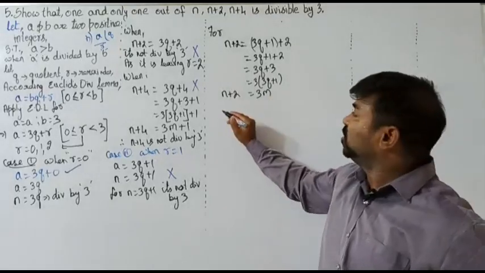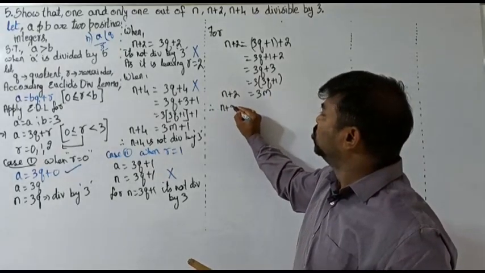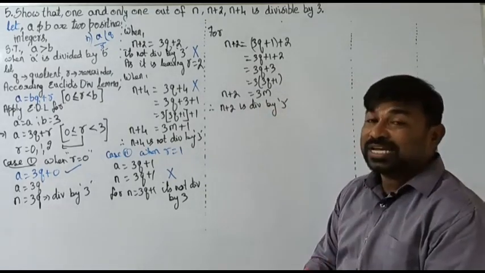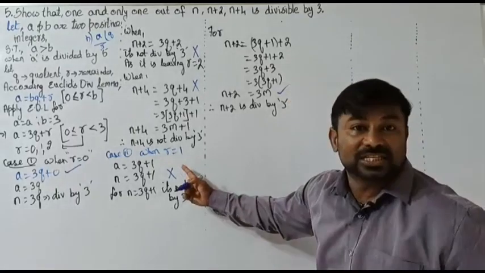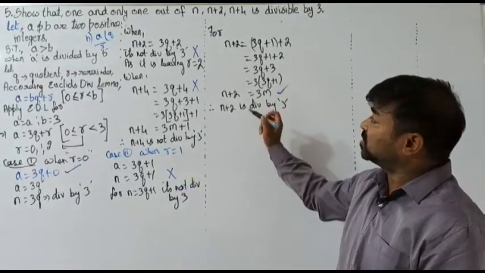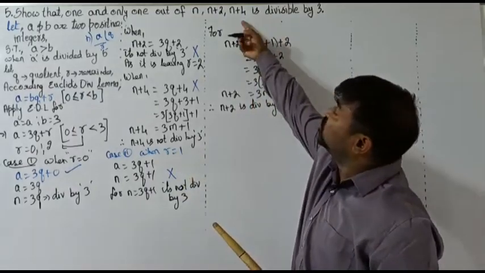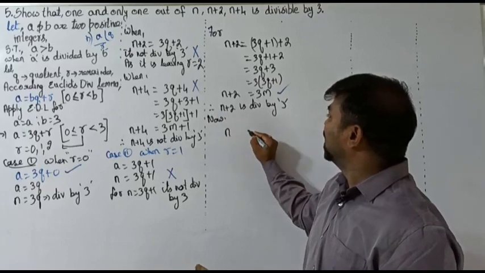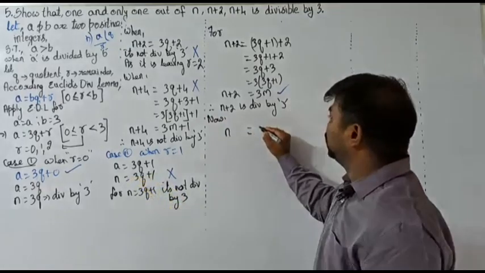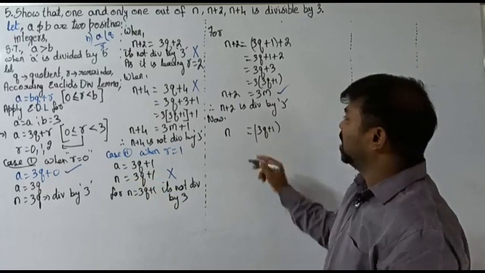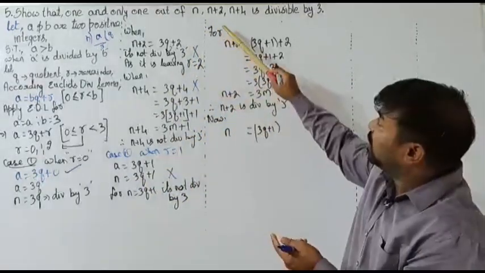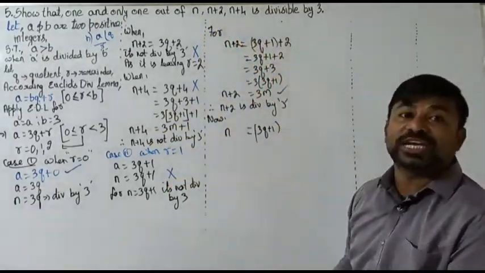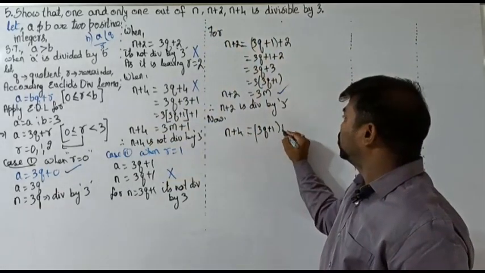Here it is a multiple of 3. Therefore, n plus 2 is divisible by 3. So this is valid. Here it is not valid, here it is valid. Which means in the case of n plus 2, that is divisible. Now let us check it as n plus 4. So now we know what n is. n is equal to 3q plus 1. We have checked for n, and in case 2 we have checked n plus 2. Now we have to check n plus 4, adding 4 on both the sides.